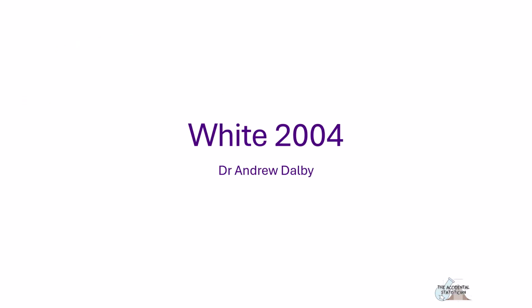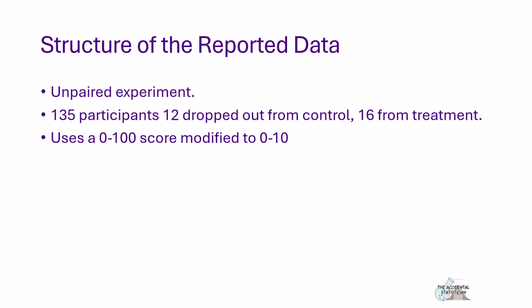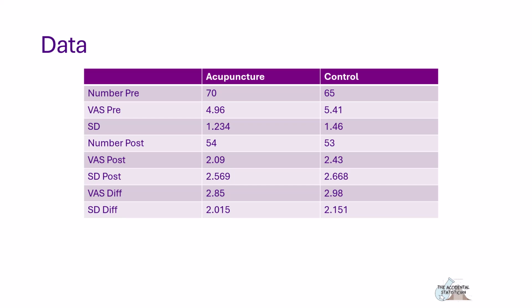White 2004 is the last of the easy to analyze sets of data, which is simple to extract the data from. So unpaired experiment, 135 participants, 12 dropped out from the control, 16 from the treatment, slightly more from the treatment than you would like. The scale is modified from 0 to 100 to 0 to 10. You can see the numbers there that go to 70 to 54 and 65 to 53. Again, I've used the formula to calculate the standard deviations for the differences, the same formula that I have in Irnich 2002.